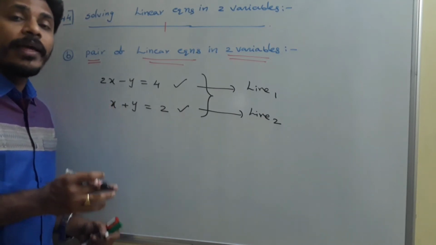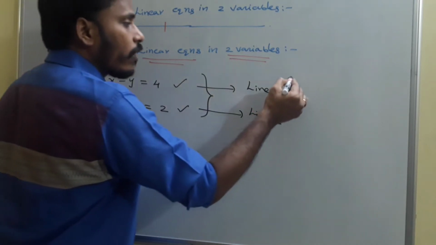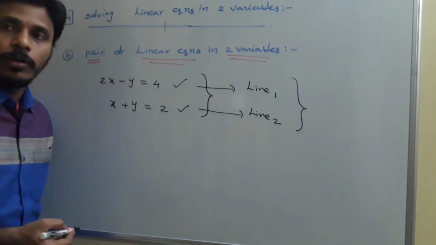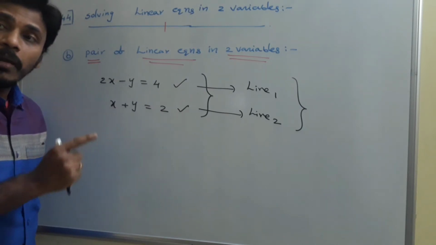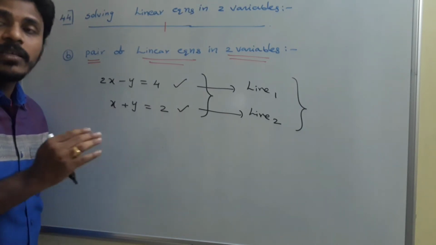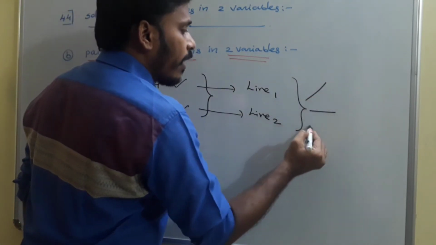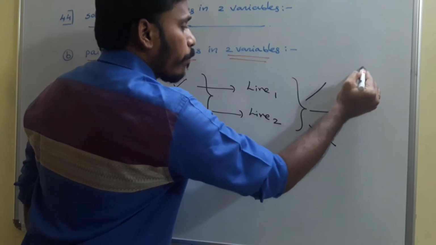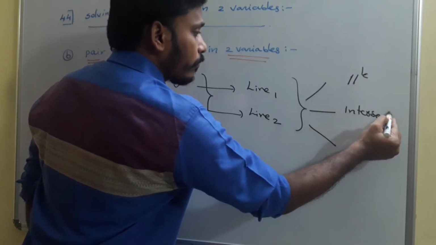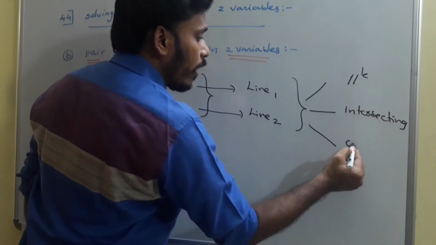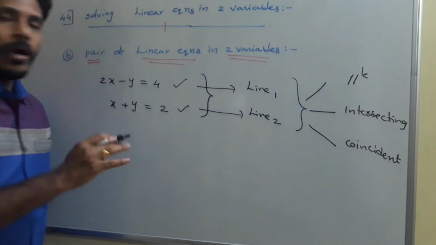If you have two lines on a graph sheet, then what are the possibilities? There are different possibilities. The two lines may be parallel, the two lines may be intersecting, and the two lines may be coincident, right? Okay, that's one part.